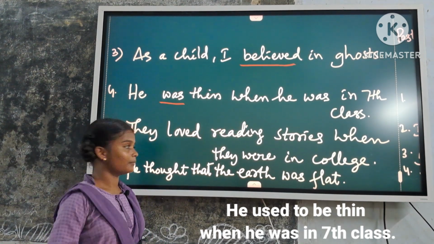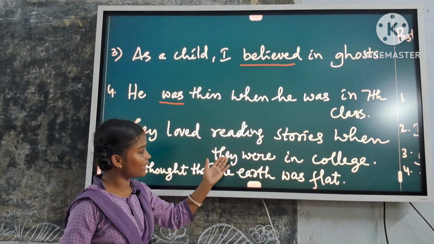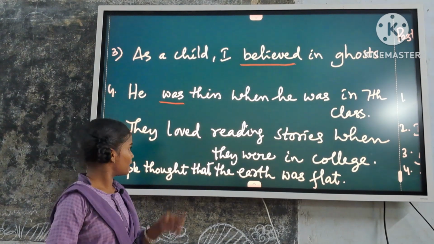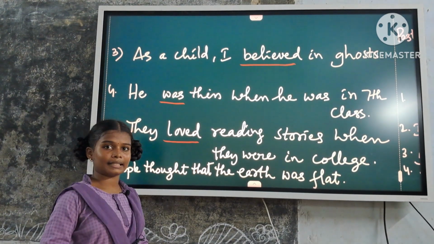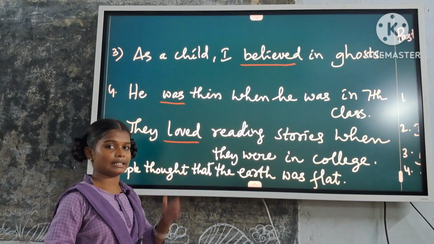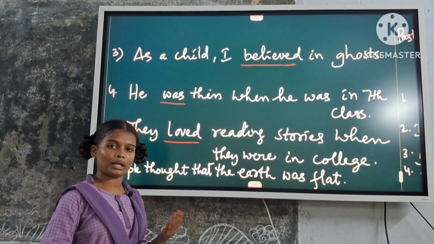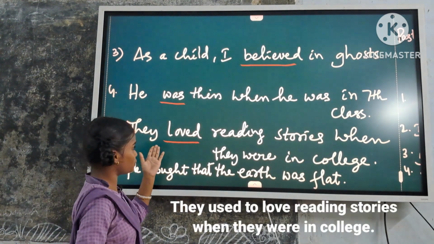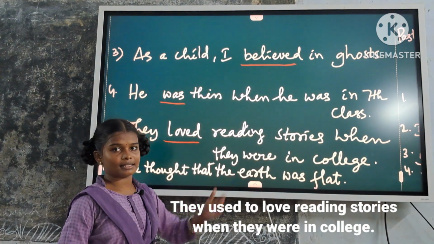Fifth example. They loved reading stories when they were in college. Here, stative verb is loved. That is verb of likes or dislikes. So, we can use only used to. So, answer is, they used to love reading stories when they were in college.